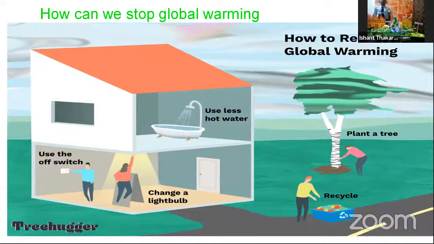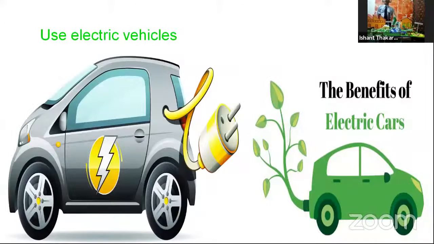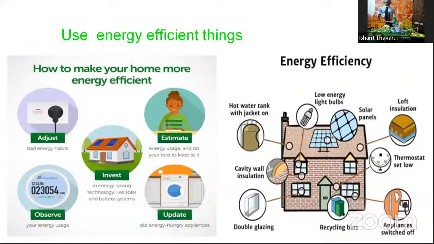So, how can we stop it? We have to use less hot water, use the off switch, change a light bulb, recycle, and plant a tree. Next slide, please. Use electric vehicles. Next slide, please. Make your home energy efficient and use energy efficient things.